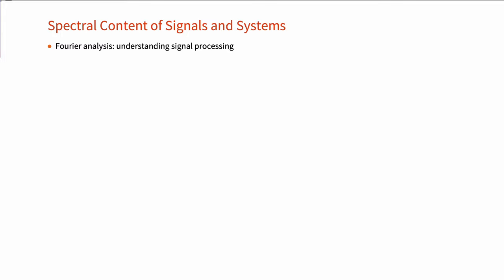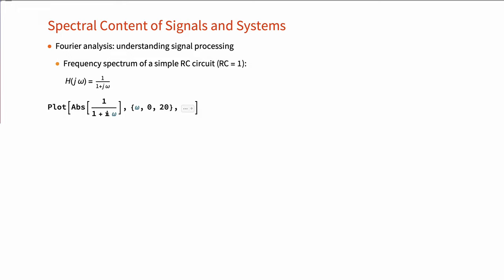Fourier analysis plays a critical role in developing a comprehensive understanding of signal processing with LTI systems. For example, from Fourier analysis, we learned that the frequency spectrum of a simple RC circuit with RC equal to 1 takes the form of a complex function shown here with frequency omega as the independent variable. And if you plot the magnitude of this function, which is known as the gain, we can see why, as we increase the frequency, the amplitude of the response of the filter to a sinusoidal input signal diminishes.